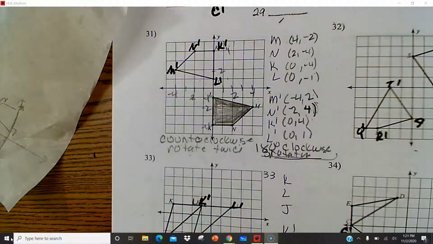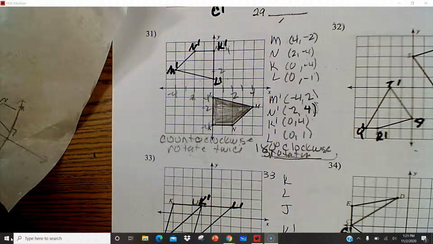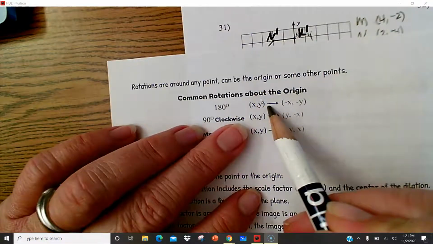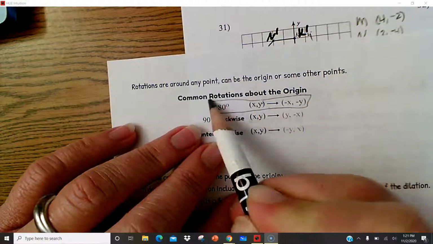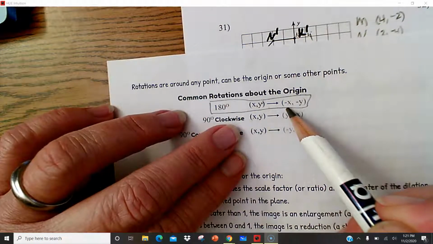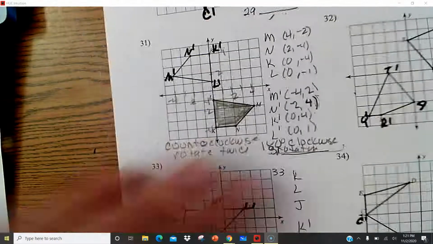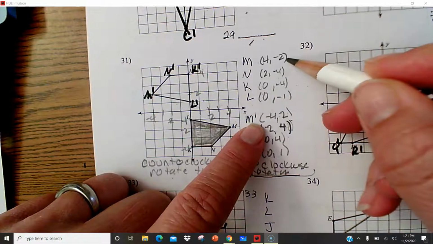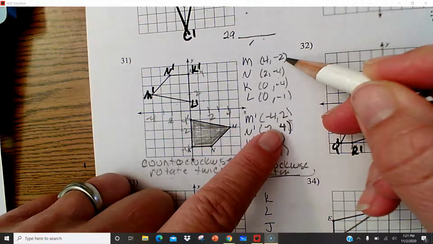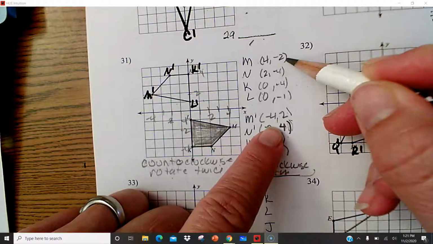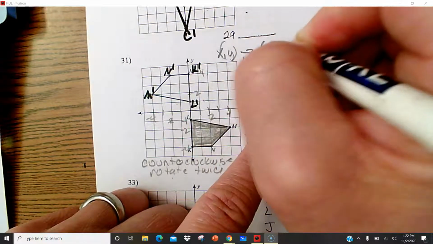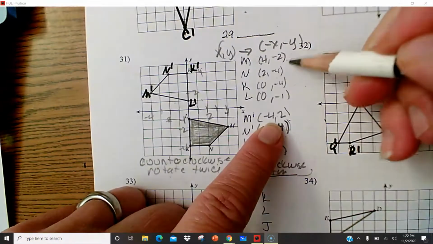Now here's where it's kind of interesting. Hopefully this works out mathematically. It doesn't really matter if it's clockwise or counterclockwise. If I'm looking at my rule, what's my rule? My rule for 180 degree rotations about the origin is opposite x, opposite y. So let's see if it worked out. Here's M, which is 4, -2, but the new one is going to be opposite x, opposite y. So the rule is opposite x, opposite y. Let's just see if that's true.